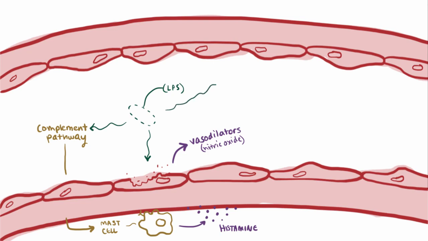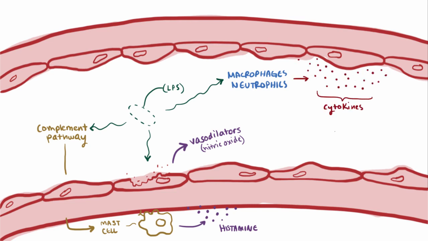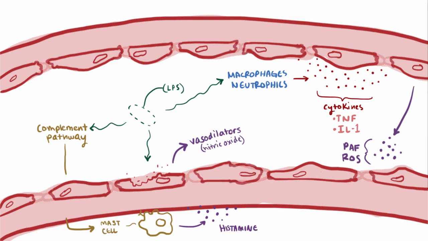The LPS molecules also activate immune cells like macrophages and neutrophils, which help create a bunch of pro-inflammatory cytokines like tumor necrosis factor and interleukin-1. These help the immune system destroy the invaders, but they also stimulate the endothelial cells to release more inflammatory molecules like platelet activating factor and reactive oxygen species. All of these inflammatory chemicals damage the endothelial cells and increase their vascular permeability, making the blood vessels leaky.